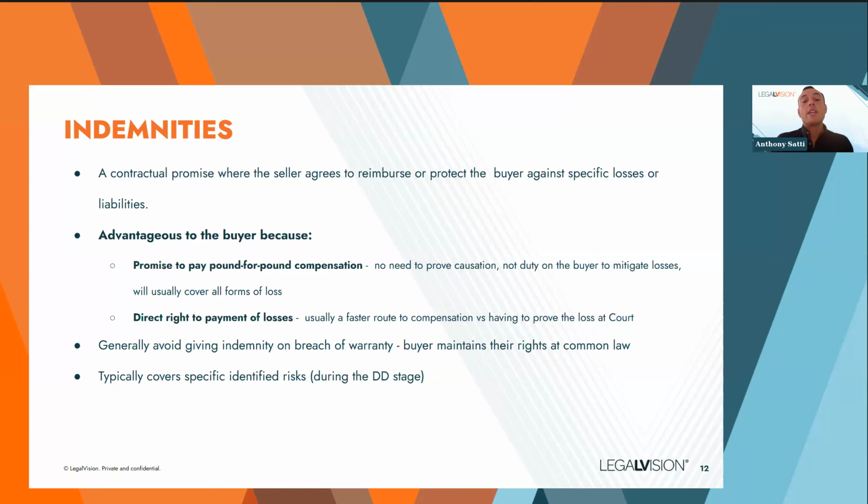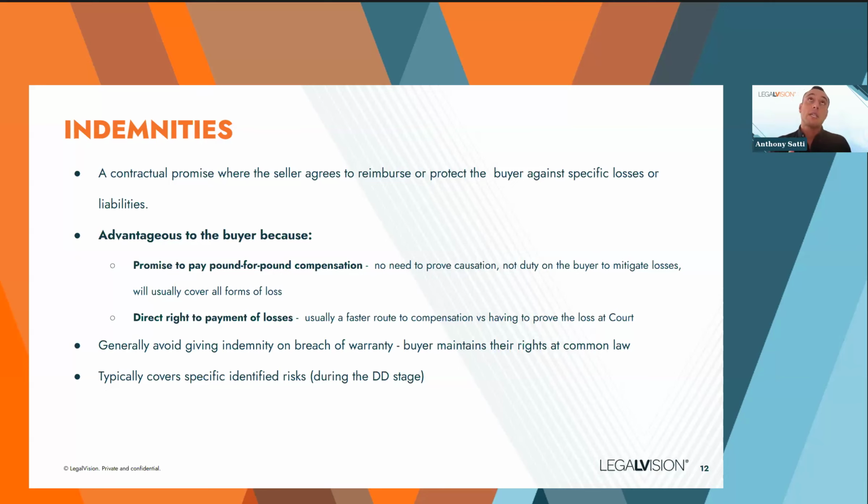So generally, as sellers, we want to try and avoid giving any indemnity to the buyer for a breach of warranty claim. That's because the buyer still maintains its rights at common law to come after you and instigate a claim against you for a breach of warranty. If you give them an indemnity specifically for breach of warranty, then you're making it so much easier for them to cover all these types of loss that they might suffer. So you're not prejudicing their position, but it is way better for you to be rejecting that type of indemnity.